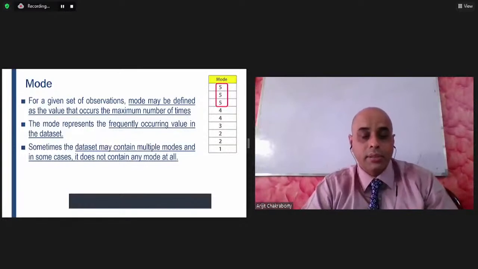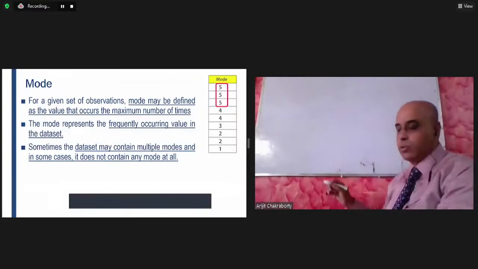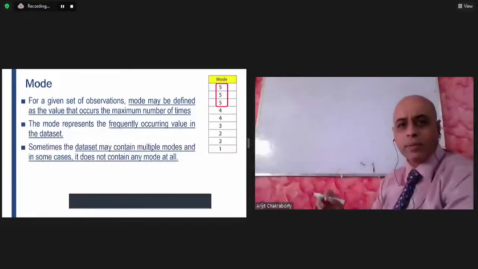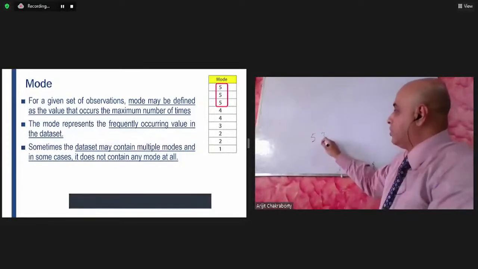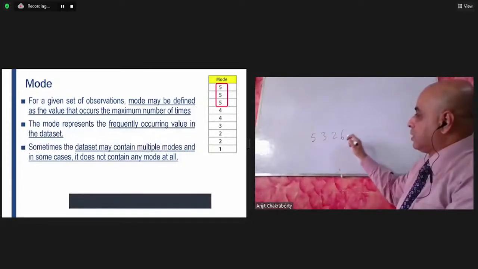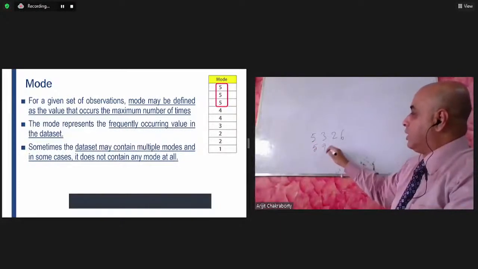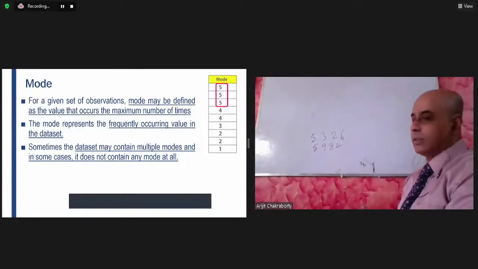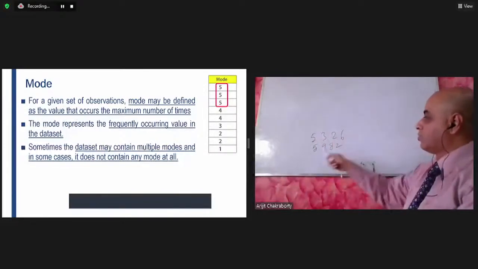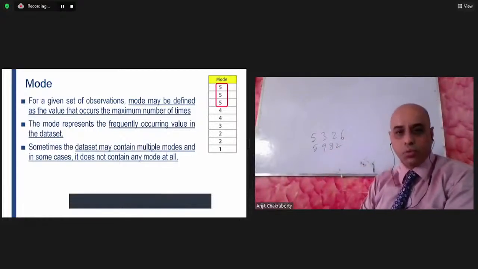Now there can be certain situations. Let me take some numbers and write them on the whiteboard. I'm writing some random numbers. I'm taking 8 numbers: 5, 3, 2, 6, 5, 9, 8, 2. Okay, so I have taken, we can see 1, 2, 3, 4, 5, 6, 7, 8 numbers: 5, 3, 2, 6, 5, 9, 8, 2.